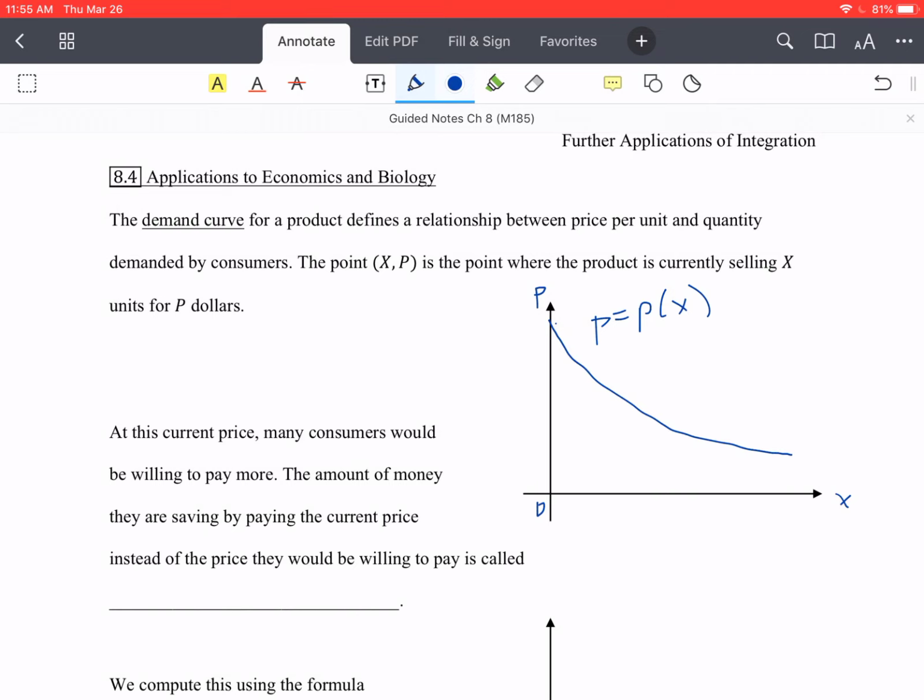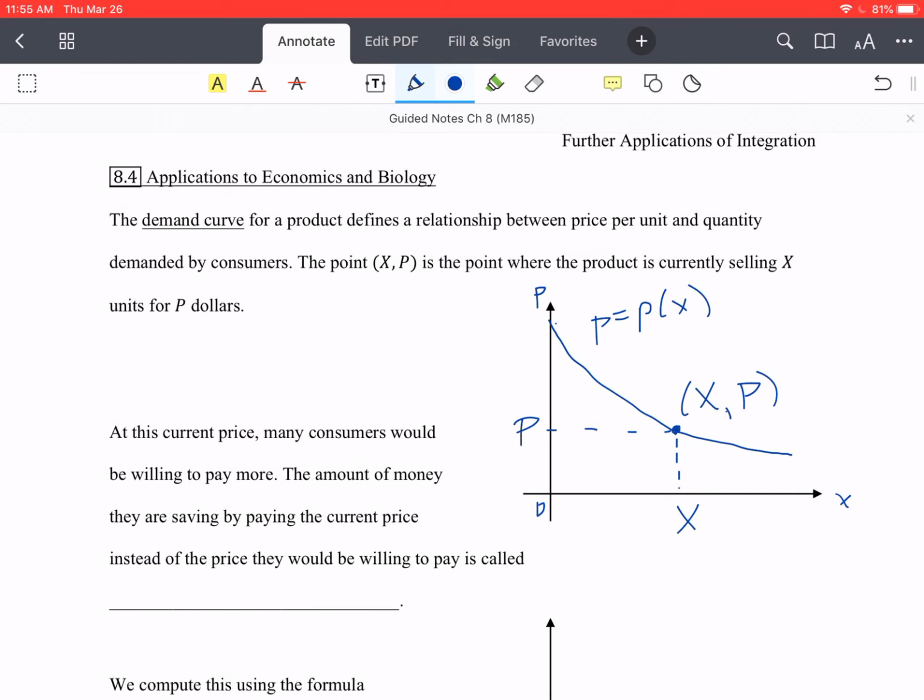Okay, there's our origin, and then this point right here, which is arbitrary, this point will be the point x, p. Okay, there's our x coordinate, our p coordinate. So that point is just whatever they're currently selling at, right? That many units for that price. At this current price, many consumers would be willing to pay more, right? So, if I'm currently paying $1 for a candy bar, I would probably be willing to pay $1.50 for a candy bar. So, at the current price, many consumers would be willing to pay somewhat more.